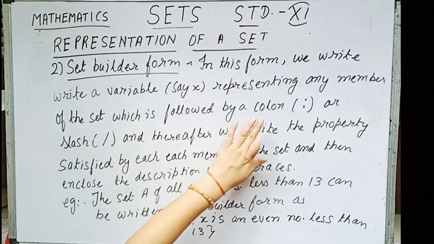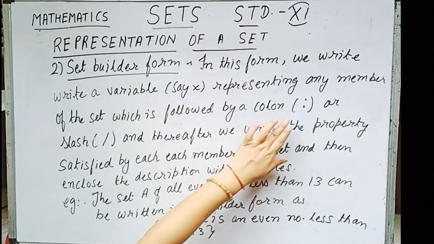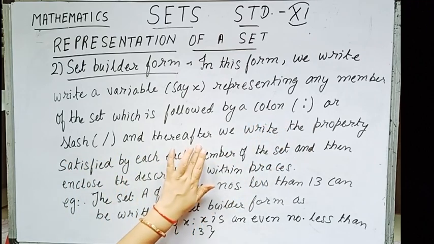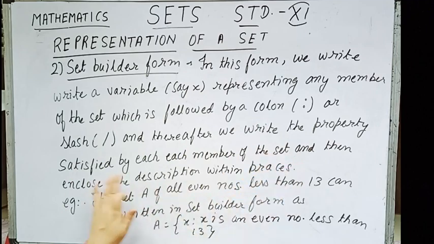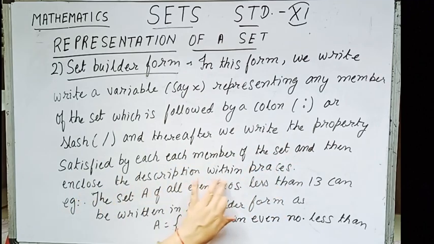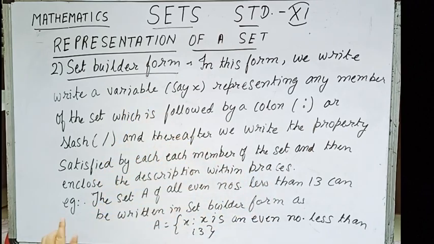Which is followed by a colon or slash, and we read this colon or slash as such that, and thereafter we write the property satisfied by each member of the set and then enclose the description within the braces. This will be more clear with the help of an example. Suppose the example which we took in the first representation of a set, that is roster form. The same example I have taken here.